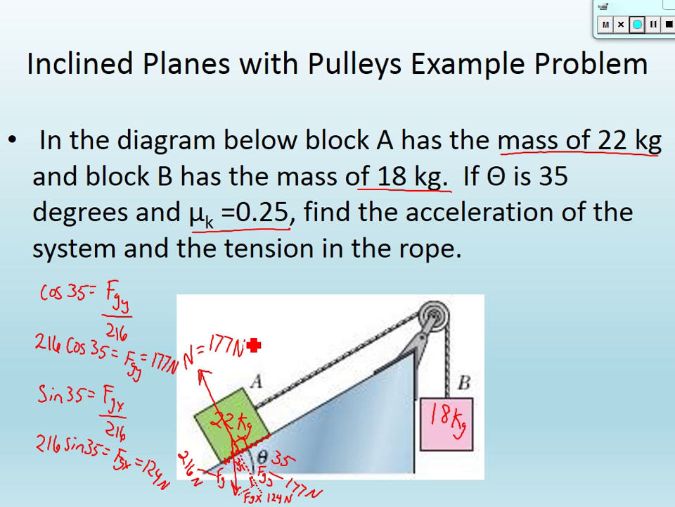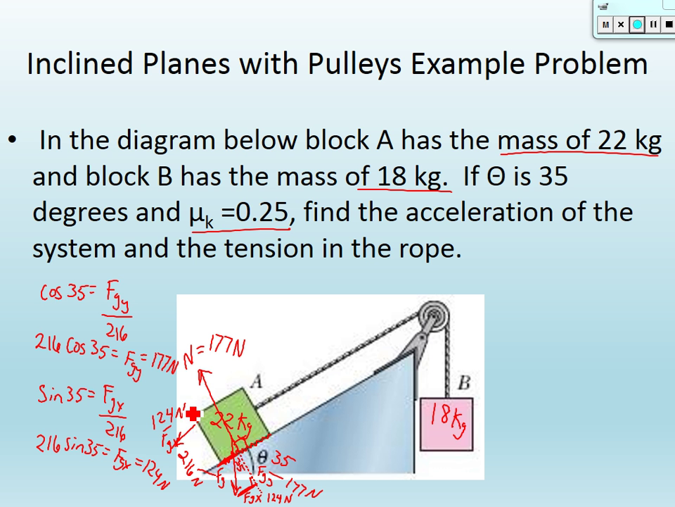Now let's draw in the other forces that we know. What is the force that's pulling block A down the ramp? FGX, that's the force of gravity in the x direction, because this FGX side of the triangle is parallel to the ramp. So we know that FGX is pulling it down the ramp. That was 124 newtons, so I'm going to put that in.